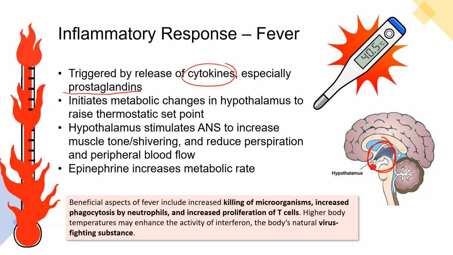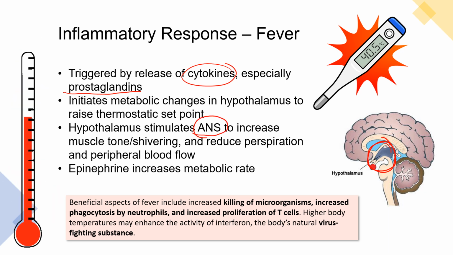This is going to stimulate our autonomic nervous system to increase muscle tone and shivering, to reduce perspiration and peripheral blood flow. Epinephrine is going to increase our metabolic rate. So do you need to know all of these things in detail? No, but what you do need to know is that prostaglandins is what is sending the message to our brain to raise our thermostat.